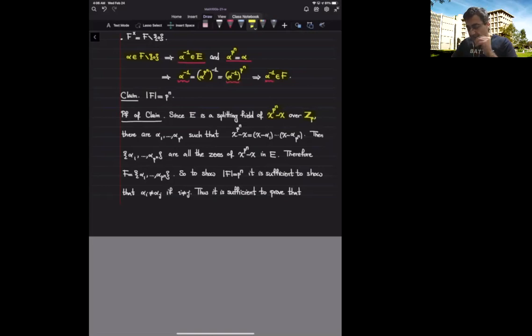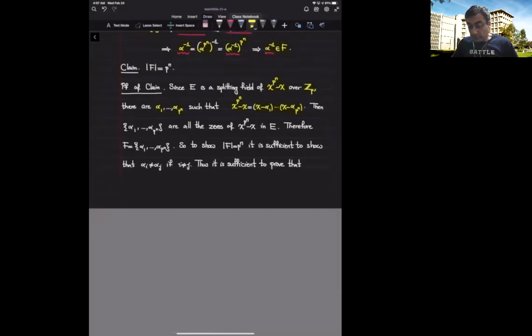This means inside this splitting field I can find alpha_1, alpha_2, up to alpha_(p^n), and then decompose this polynomial completely into degree 1 factors. Remember, at this point I'm not assuming that these alpha_i's are distinct. All we know, they might be all the same elements. But definitely there are these degree 1 factors in this splitting field. And these alpha_i's are all the zeros of x^(p^n) - x.